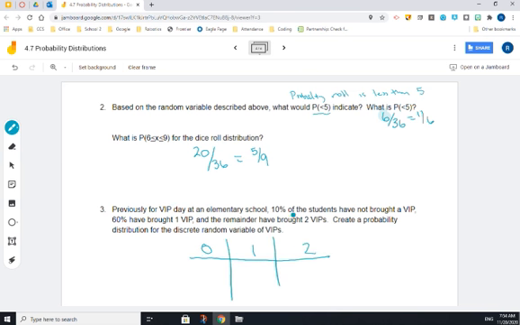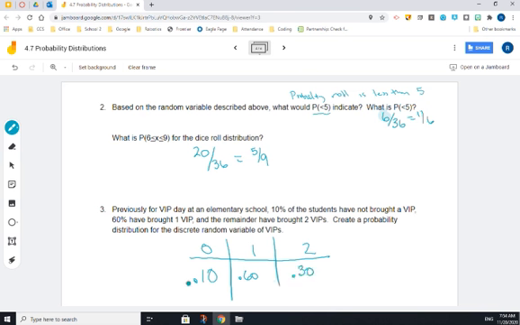So it says 10% have not brought a VIP. So that would be 0.1 or 0.10. 60% have brought 1. So that would be 0.6. Okay, it doesn't tell us how many brought 2, but we can figure it out because we know if this is a probability distribution, this has to equal 1. And so this would have to equal 0.3.